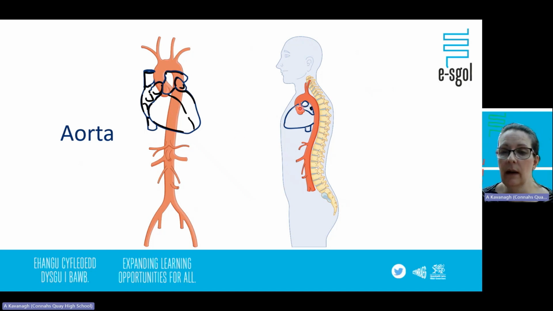And here we can see on this sideways view of the aorta how it leaves the heart and how it travels and how it is aligned with our spine and just branches off to various organs where we want it to deliver oxygenated blood.